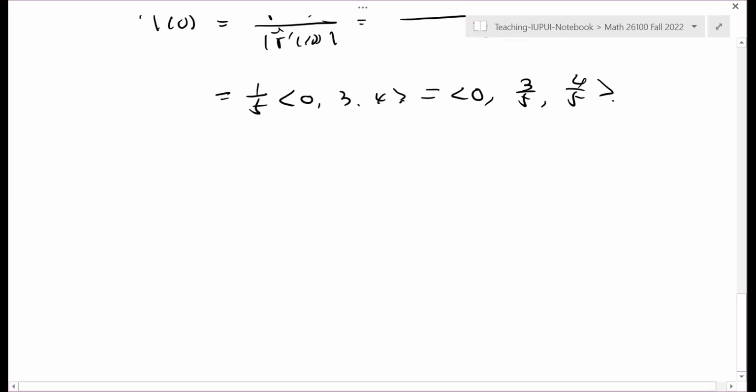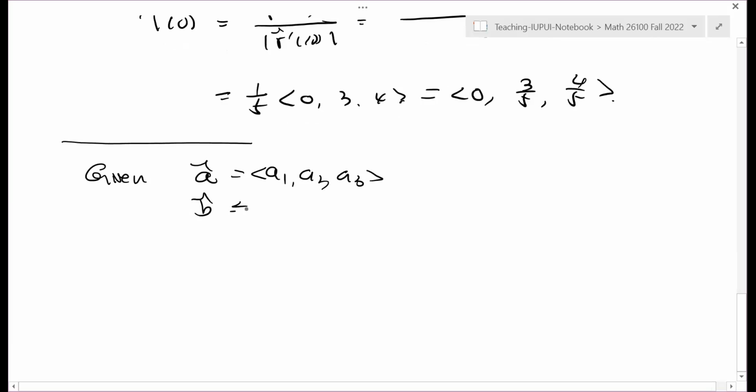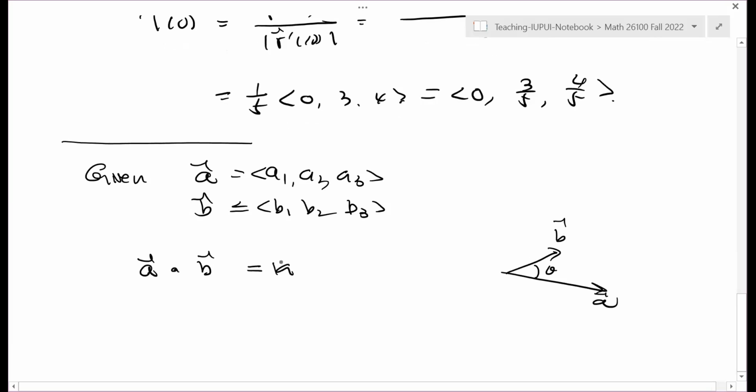So now let's go over the cross product. Given two vectors in space, you can talk about the dot product and cross product, right? The dot product is just a number. That's A, that's B, and if this angle is theta, it is |A||B| cosine theta. The cross product is a new vector, okay?